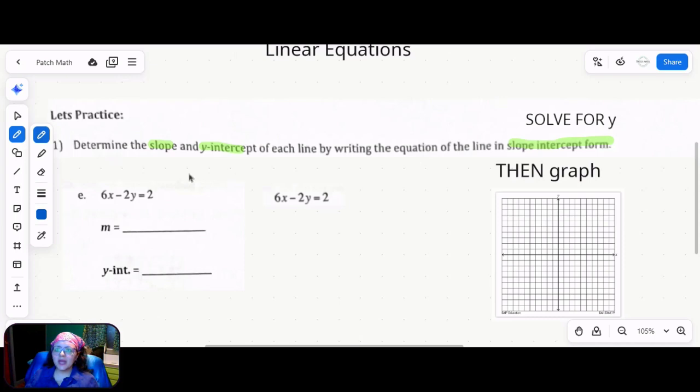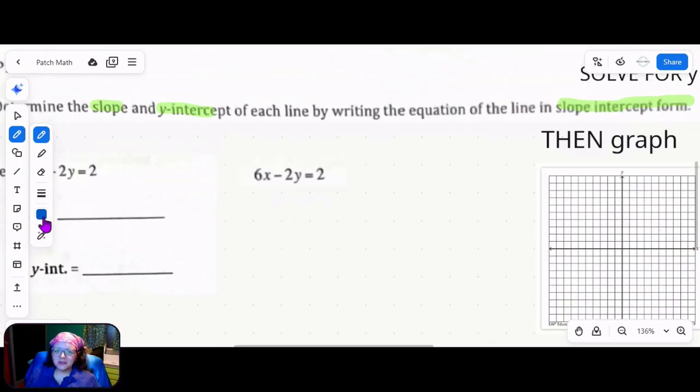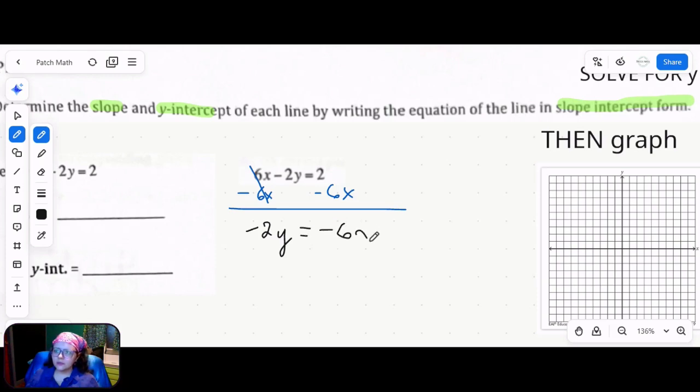In this case, we have addition and multiplication to undo. So using opposite PEMDAS, I am going to do the opposite operation equally on both sides of the equal sign. These cancel. And we are left with negative 2y equals negative 6x plus 2.